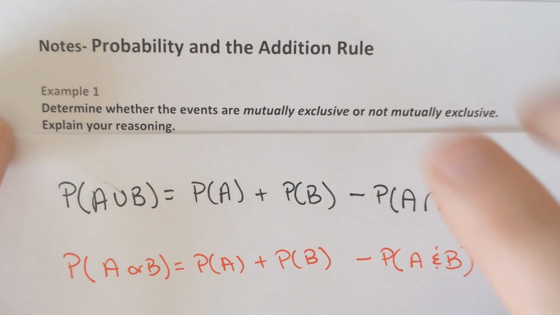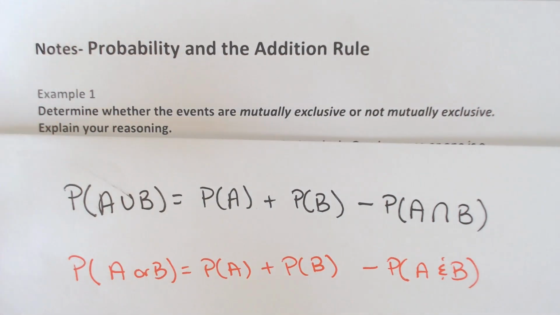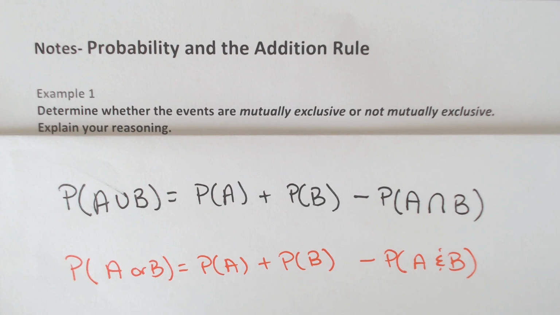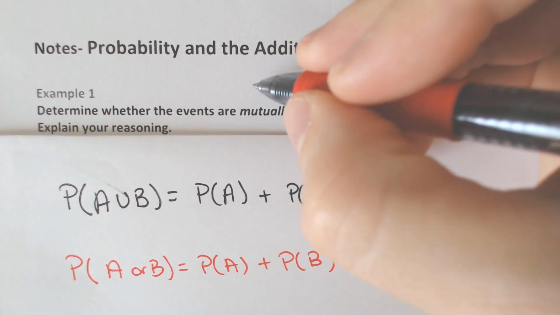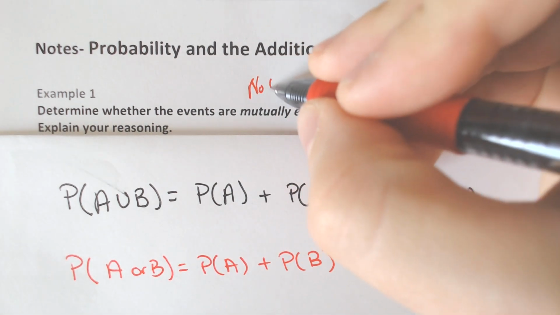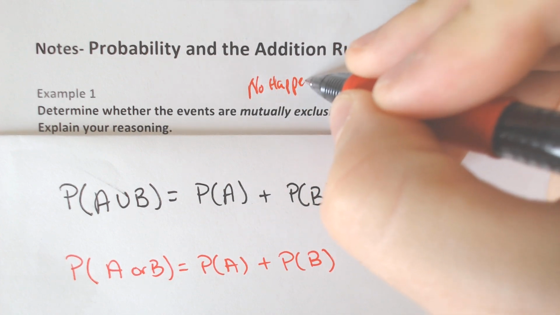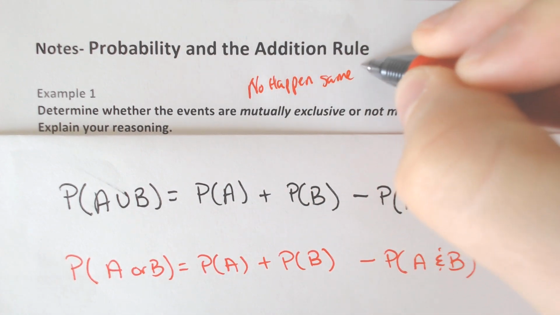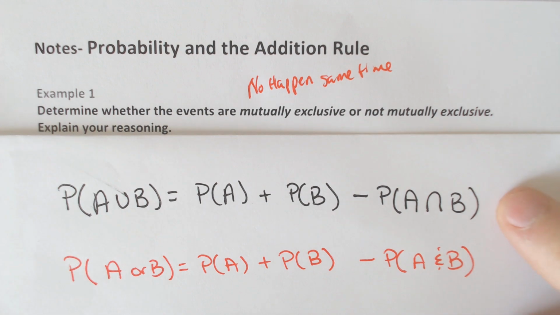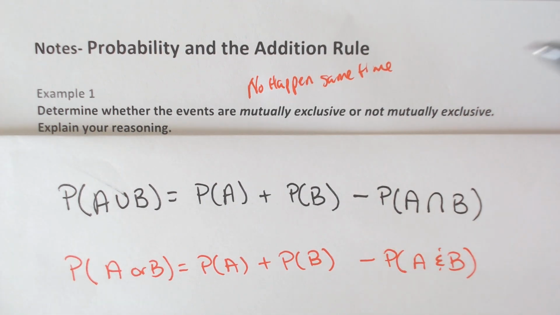So what is mutually exclusive versus not mutually exclusive? Well, mutually exclusive cannot happen at the same time. They cannot happen at the same time. Versus not mutually exclusive can happen at the exact same moment.